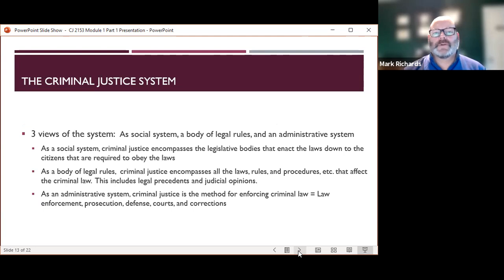In terms of being a social system, criminal justice encompasses the legislative bodies that enact the laws down to the citizens that are required to obey those laws. As a body of legal rules, criminal justice encompasses all the laws, rules, and procedures that affect the criminal law. This includes things like legal precedents and judicial opinions. And then finally, as an administrative system, criminal justice is a method for enforcing criminal law. This means the law enforcement personnel, prosecutors, defense, the court system, and correction system that make up the administrative system within criminal justice.